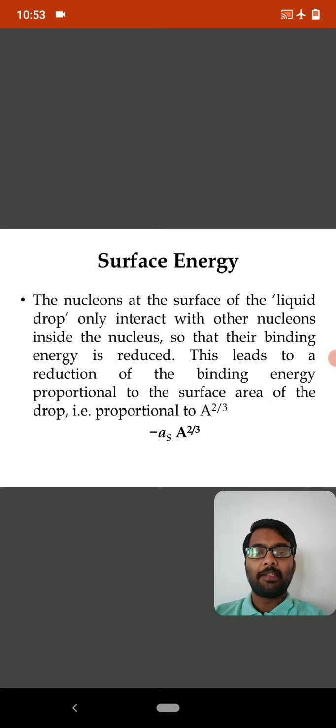Again this a_s is the constant which is introduced in order to remove that proportionality sign. So this is known as the surface energy term. The surface energy term is minus a_s into A raised to 2 by 3. So this is the second term, that is the surface energy term.